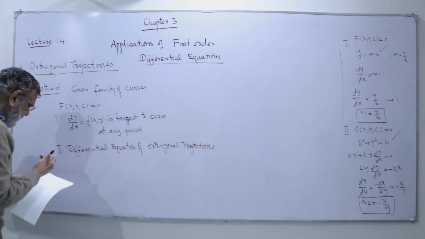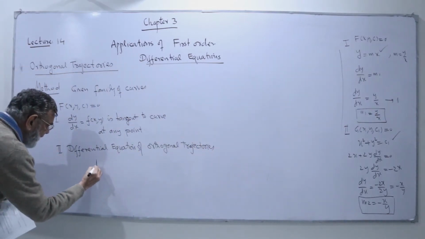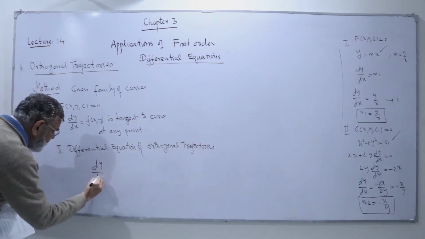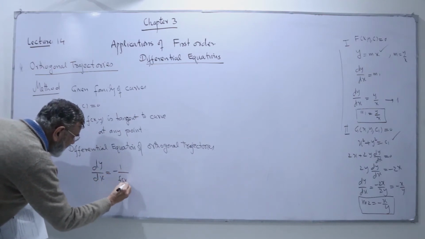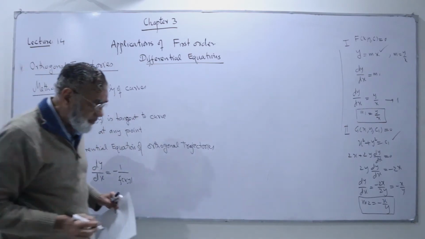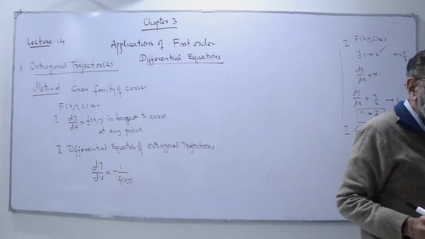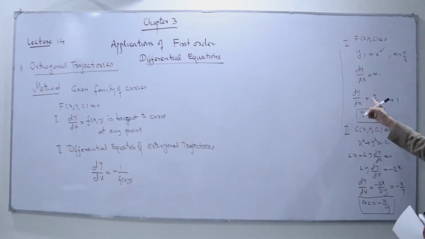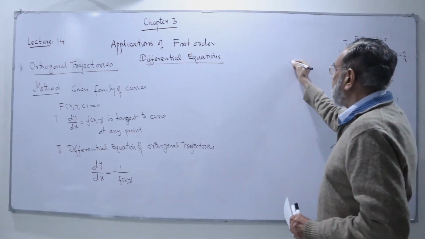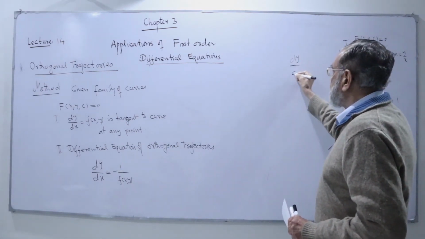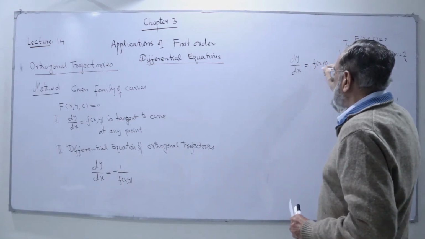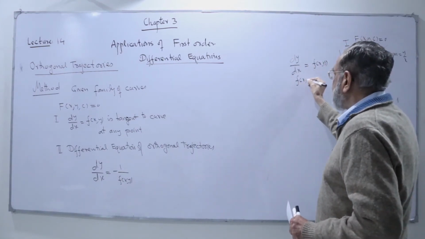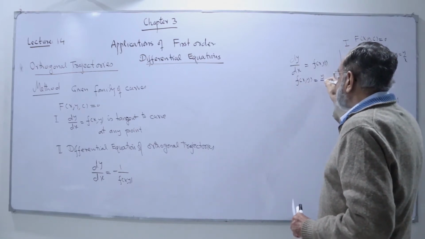That's very important to note: dy by dx is equal to minus 1 over f(x, y). We check this in the example we have already done. What did we find? We find dy by dx is equal to f(x, y). Now what's my f(x, y)? My f(x, y) was equal to y upon x.